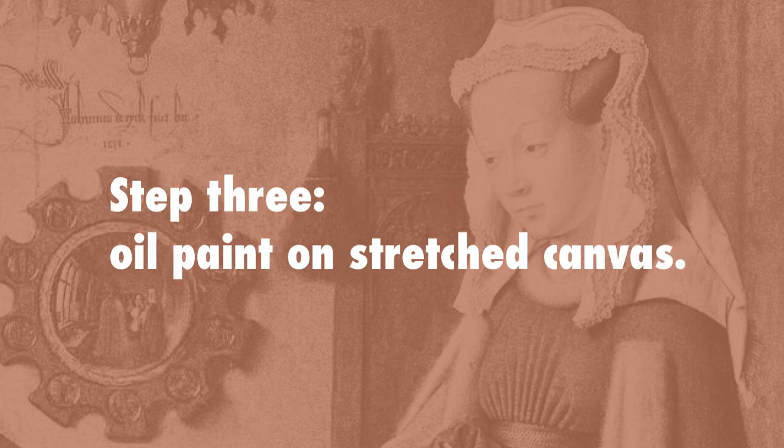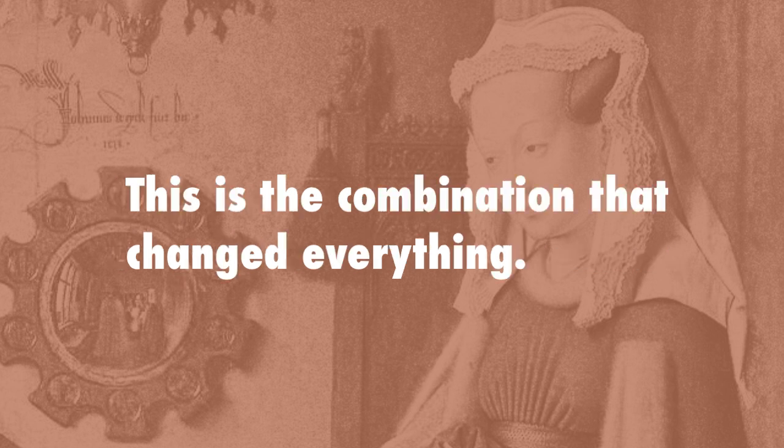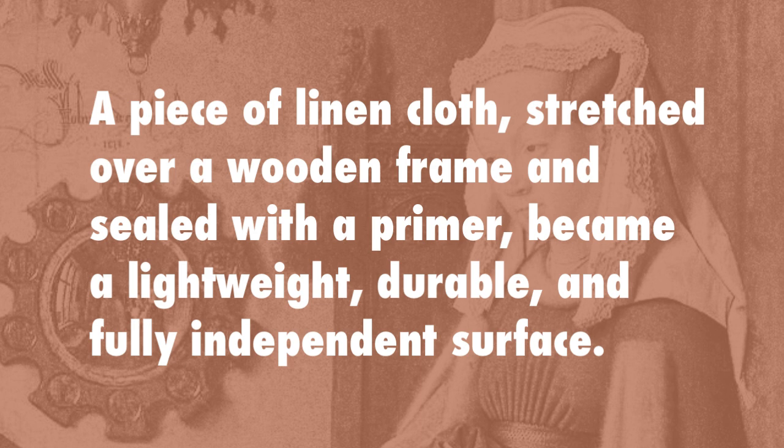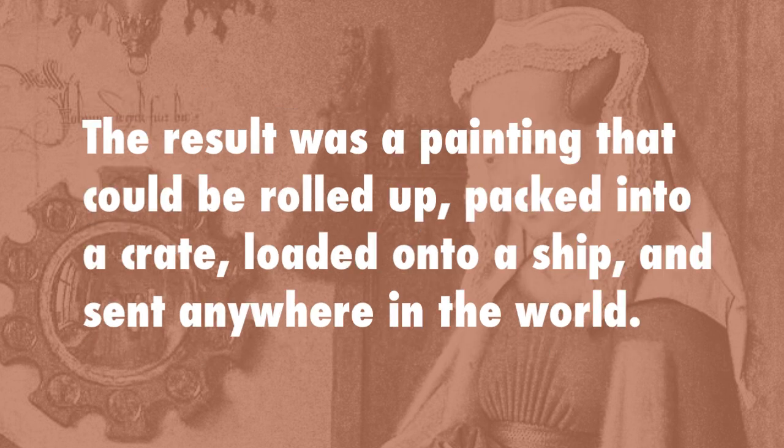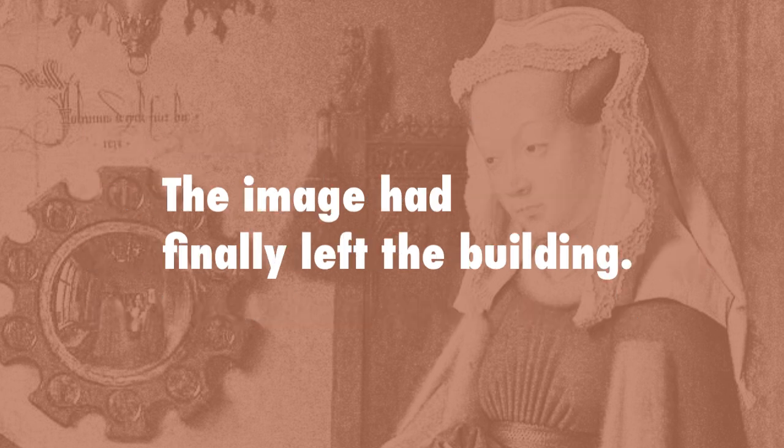Step 3. Oil paint on stretched canvas. This is the combination that changed everything. A piece of linen cloth stretched over a wooden frame and sealed with a primer became a lightweight, durable, and fully independent surface. Oil paint, pigment mixed with linseed oil or walnut oil, dried slowly, allowing colors to be blended and layered in ways that egg tempera never could. The result was a painting that could be rolled up, packed into a crate, loaded onto a ship, and sent anywhere in the world. The image had finally left the building.